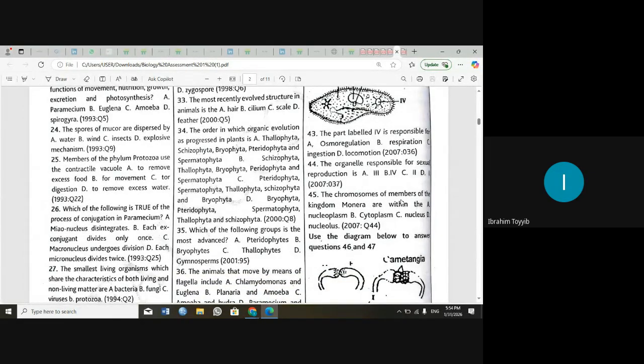The chromosome of members of the kingdom Monera are within the what? Kingdom Monera, you know that they are prokaryotes. So you know how to choose this answer. Cytoplasm. Because nucleoplasm is found in the nucleus, and the nucleolus is also found in the nucleus. An organism that does not have a nucleus cannot have what is inside the nucleus.